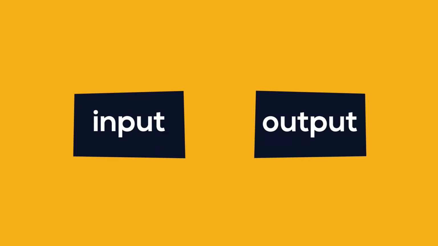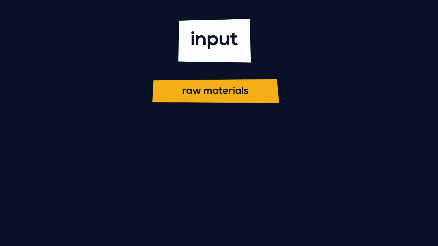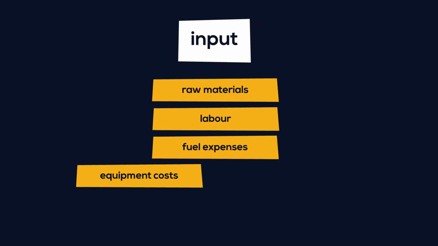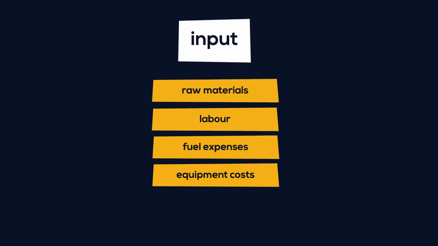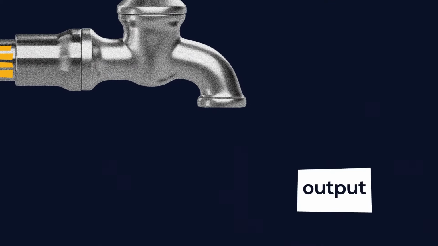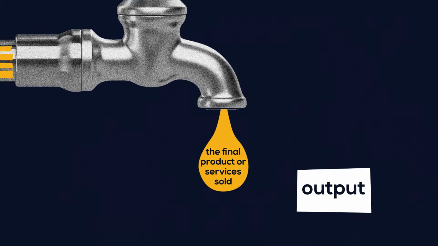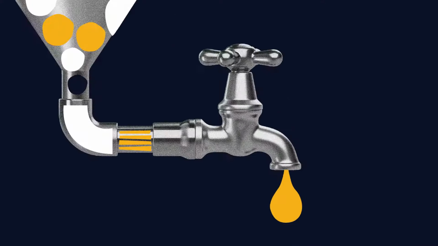Every business has an input and output in its daily operations, taken as the basis for value addition. Inputs are external resources in the daily operations of businesses, like raw materials purchased, the labor involved, fuel expenses, or equipment costs. Outputs are revenue-generated outcomes derived from these inputs, essentially the final product or services sold.